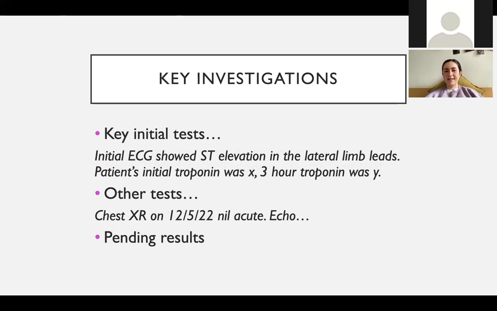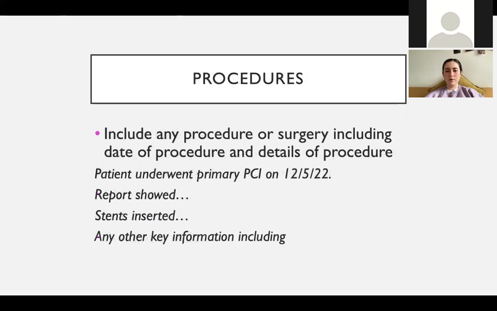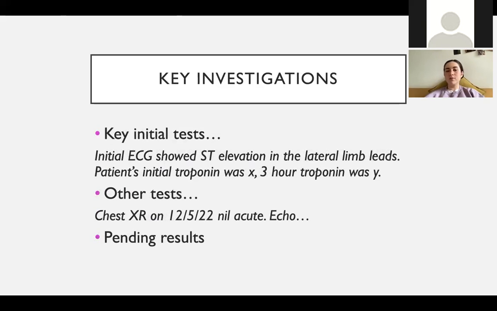The next section is key investigations. Sometimes you might not have a lot to put in this, but think about what the person's come in with. You don't need to put every single blood test result, but it's important to put the key ones. Most people have an ECG. It's not always relevant, but if somebody's come in with a cardiac problem, it's quite good to write the initial ECG findings, and a troponin, for example, might be relevant. Again, if you just think of somebody reading this, what would I want to know? It's quite good for the future if you have details like this.